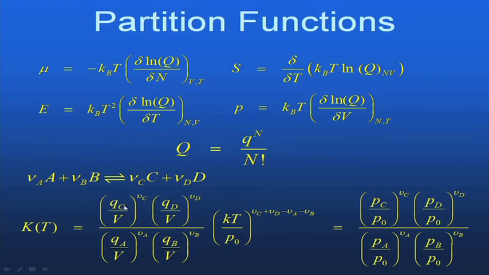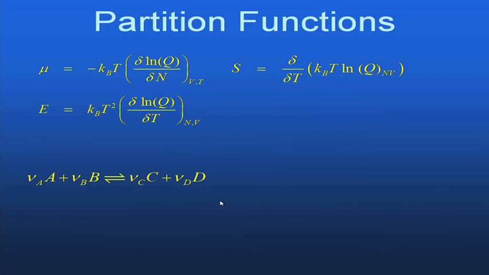You can write QC, the partition function per unit volume, of course, QC by V to the power nu C, QD by V to the power nu D, divided by this, multiplied by kT by P0. Why kT by P0? Okay, let us go back to the earlier slide.